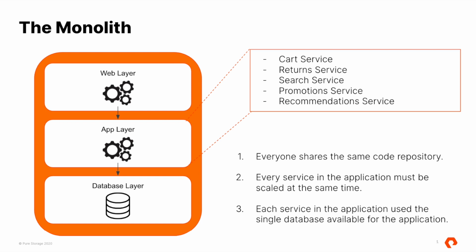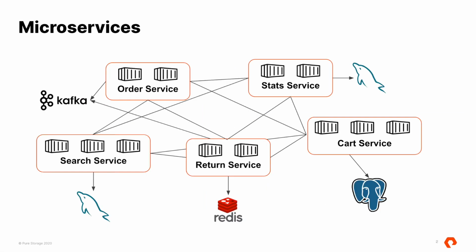And a third issue is that all of the services would need to share the same database in the database layer. This was okay, but many services would prefer to use a different type of data store. Maybe the cart service was very transactional and preferred a relational database model, while the promotions service might prefer a NoSQL database. We learned that if we could use a microservices-based architecture, we could get around many of these issues.